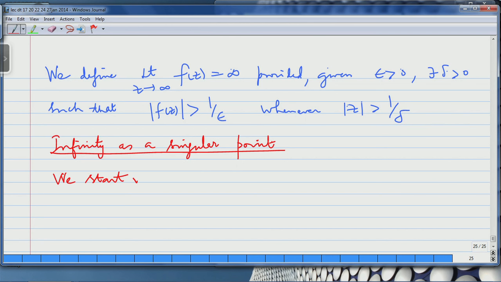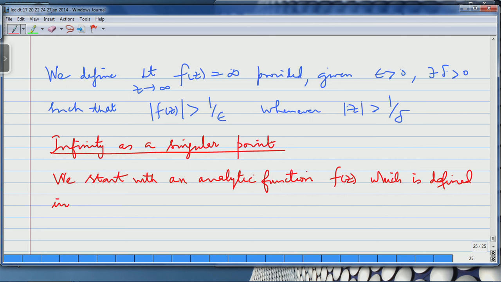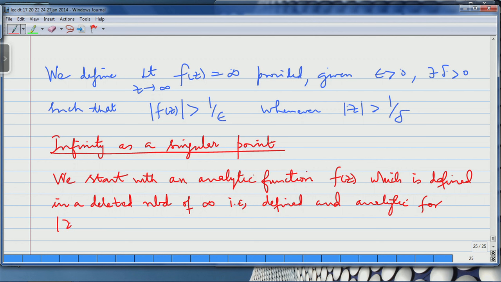In the same way, the prerequisite for studying infinity as a singular point is that a function should be analytic in a deleted neighborhood of infinity, which means that it should be defined for mod z greater than r, for r sufficiently large. So let me write that down. We start with an analytic, or holomorphic, function f of z, which is defined in a deleted neighborhood, and I'm using NBD for neighborhood, of infinity, that is defined and analytic for mod z greater than r for r sufficiently large.